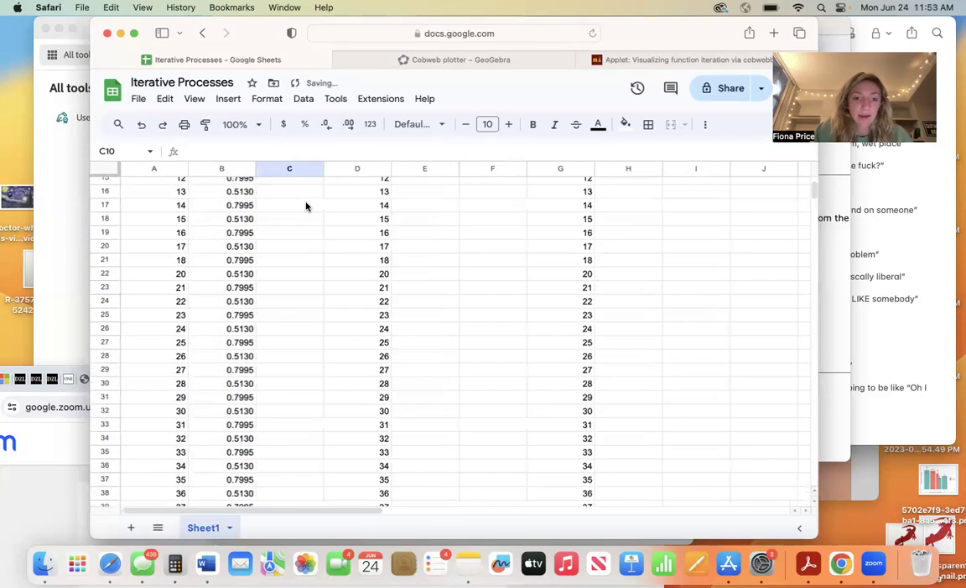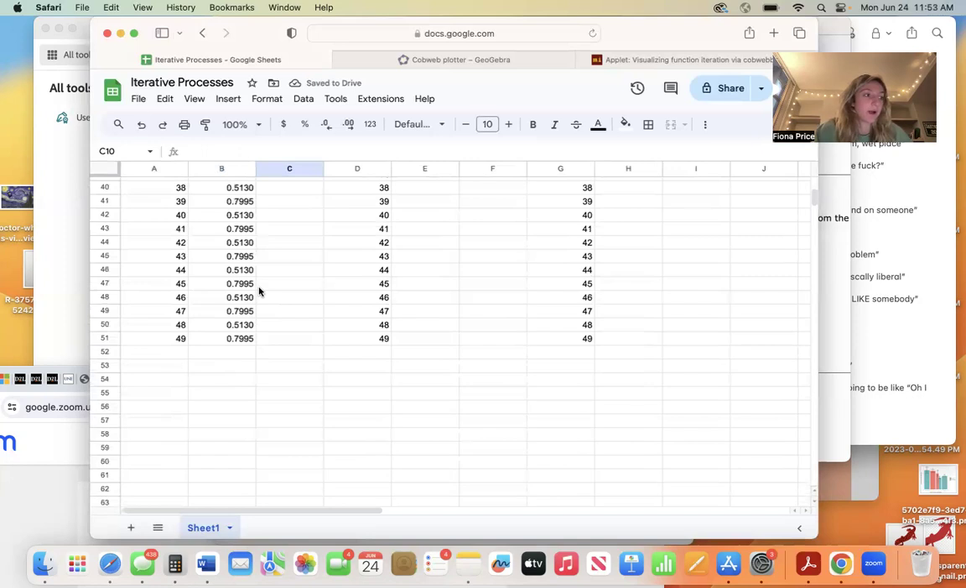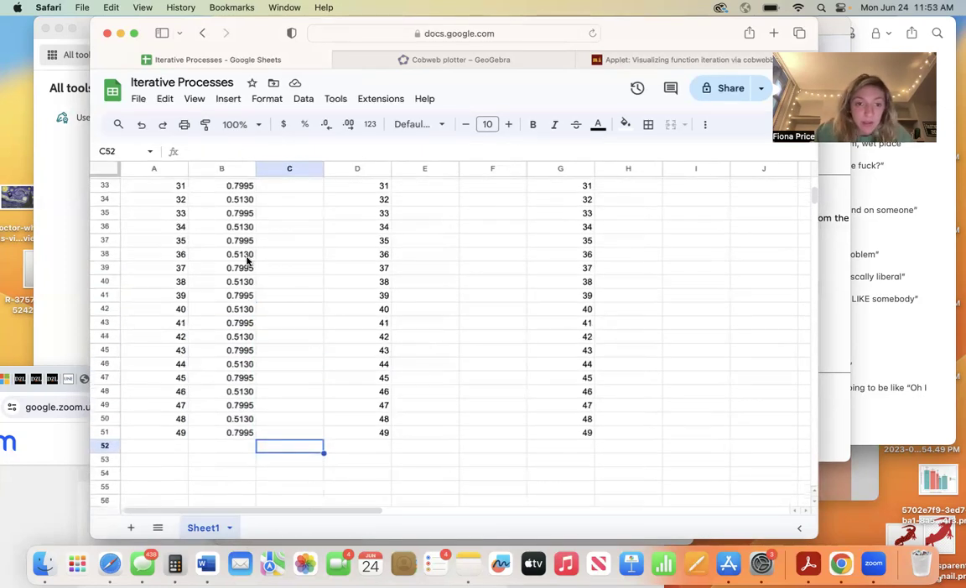Maybe we can add another to see really what's going on. But does it converge? No, it's not going to one specific number. Is it periodic? Well, let's look. It looks like we're seeing the same values over and over. So yes, it is periodic. And how many are we seeing? Well, we're seeing 0.5130 and 0.7995 over and over. So it's alternating between these two, which means it is a 2 cycle, and those are our repeating values.